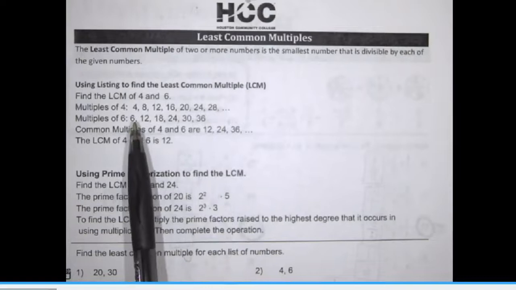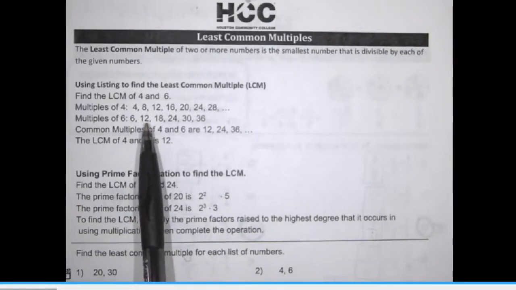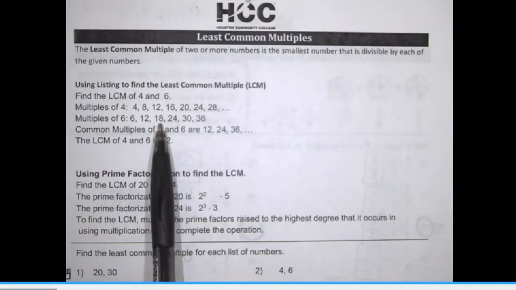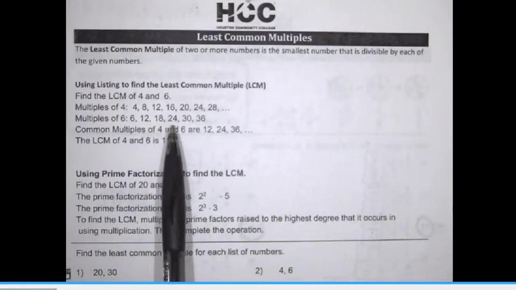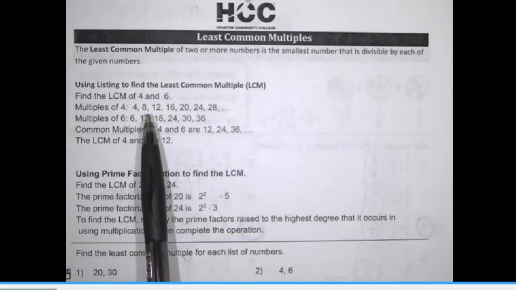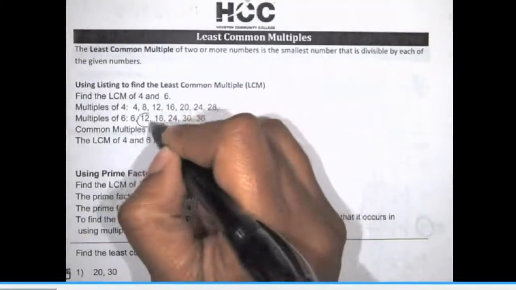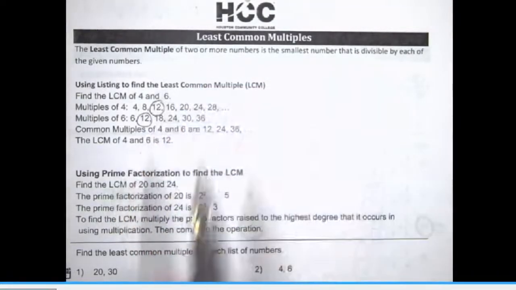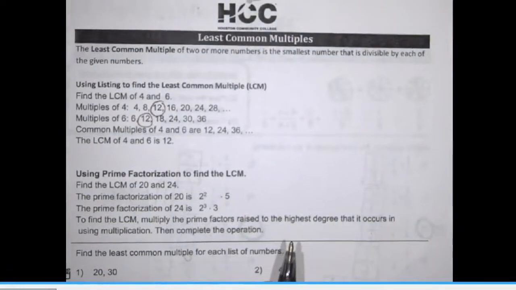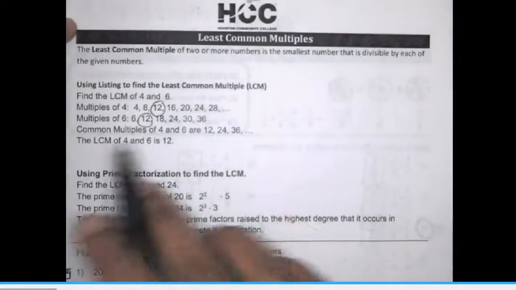And then they listed all the multiples in the 6 family. So 6 times 1, 6 times 2 is 12, 6 times 3 is 18. As you list these, you notice their least common multiple: you got 4, 8, there's a 12, and then you have 6 and 12. So the answer for the least common multiple of 4 and 6 is 12. That's just one quick example.